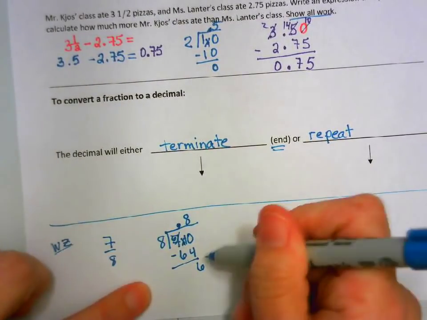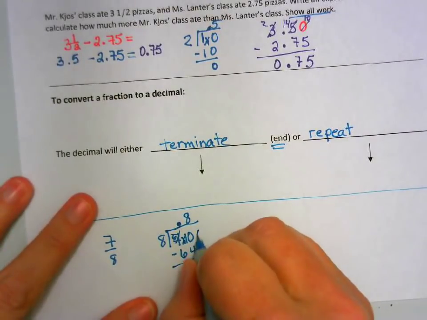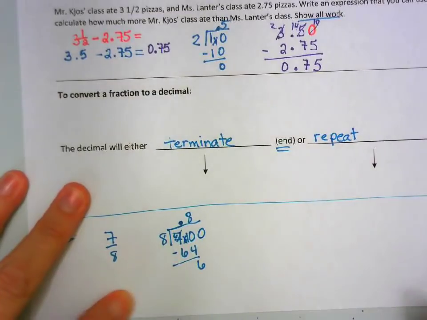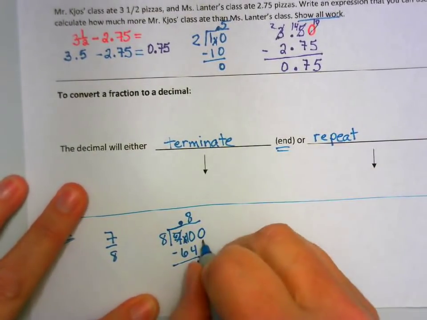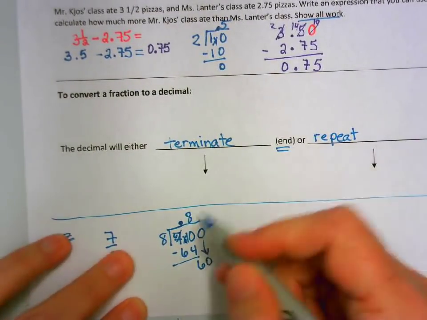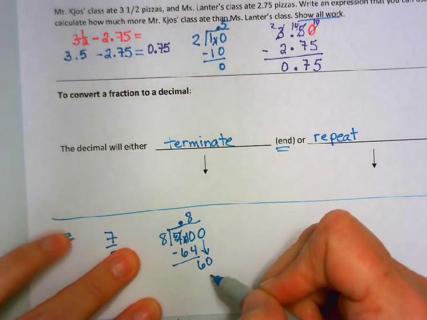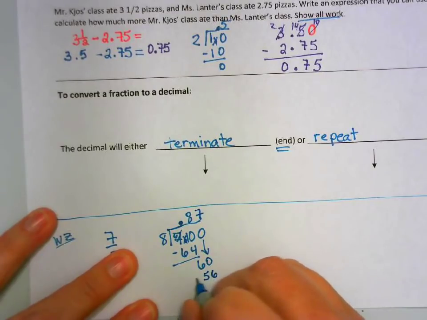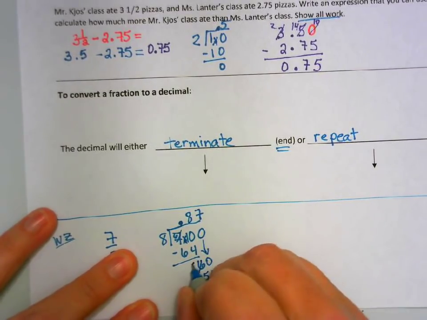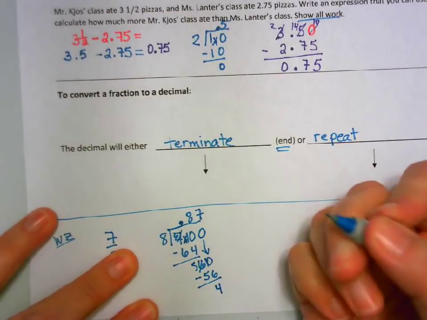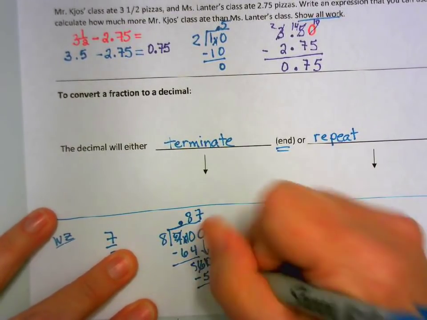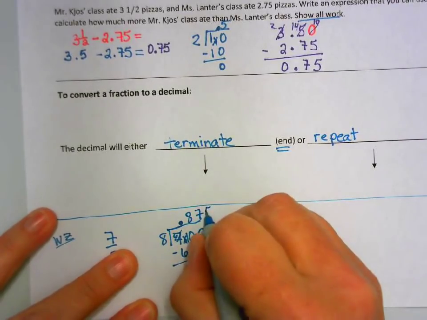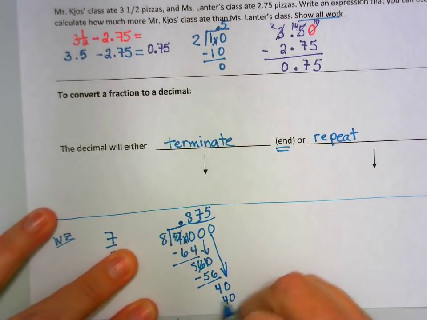It hasn't terminated. It hasn't repeated. I'm going to add a 0. Bring that 0 down. 8 goes into 60. The 8's too much. Let's go 7. 56. I'm going to subtract. Still going. Add a 0. Bring it down. 8 goes into 40. 5 times.